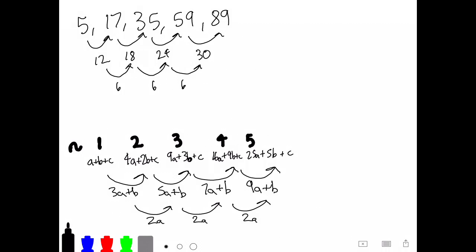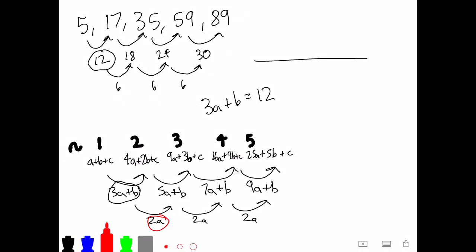But yeah, so we have this sequence. So now, how do you work out what the quadratic sequence is, or the nth term is? So we use our algebra. We know that this term here is the same as 3a plus b. So 3a plus b equals 12. Then we know that this is 2a. So the second difference is 2a. So therefore we know that 2a equals 6.